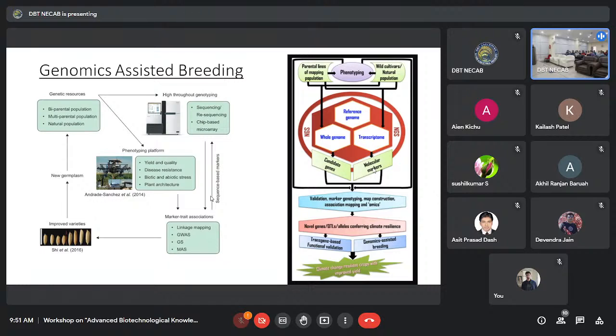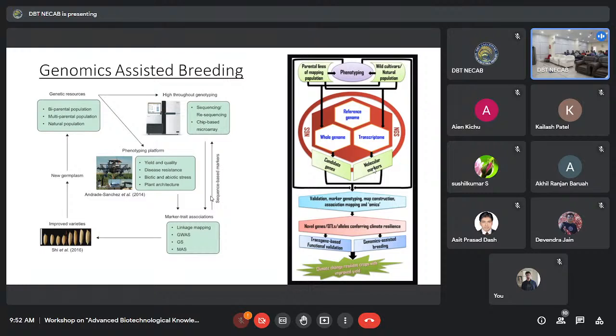You have to have genetic resources, which can be a biparental mating, a multi-parental population, just like I talked about in GWAS, or a natural population. These have to go through high throughput genotyping, and for that you need a sequencer. Nowadays, Illumina is the sequencer of choice. I have shown an Illumina sequencing machine here, where you can do sequencing, resequencing, or chip-based microarray. All these are techniques by which you can do SNP identification.